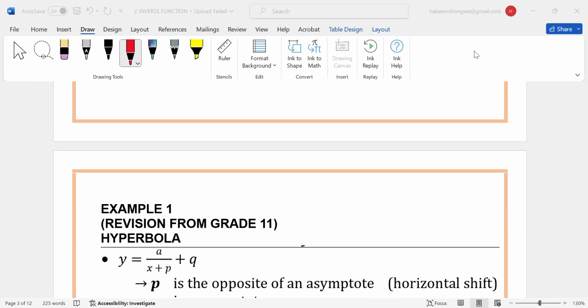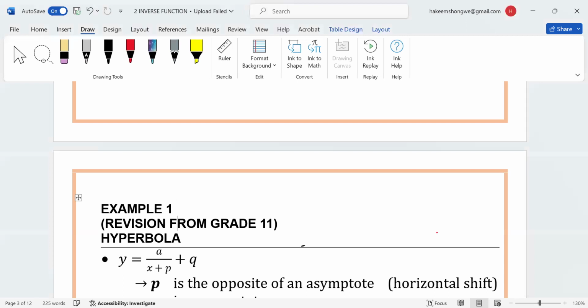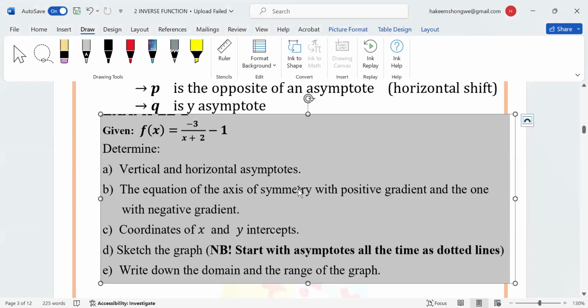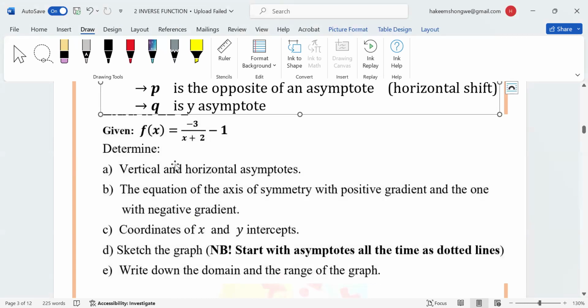So, one of the functions that we need to remind ourselves of is what we call a hyperbolic function, which has basic characteristics. It is given by the following equation, which says y is going to be equal to a over x plus p, plus q, and then it goes on to speak of the asymptote, which is something that we can approach but will never touch. So we speak about p, which is the opposite sign of the x asymptote, and then we have q, which is the y asymptote. Now, here's our example.